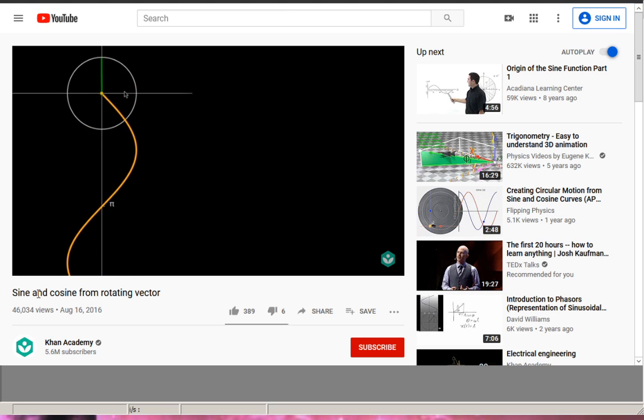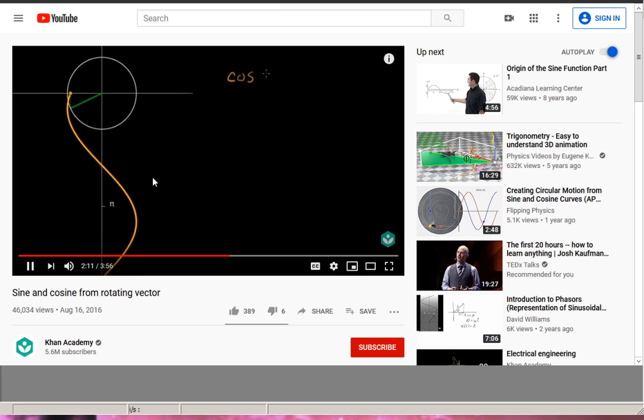Now, in this case, we switched over. You can see that the projection, that dotted green line, is onto the x-axis. And what this is doing is it's producing a cosine wave for us. So this is going to be cosine of omega t.